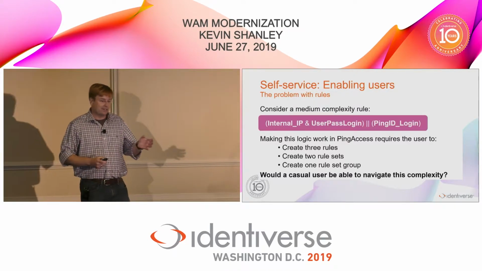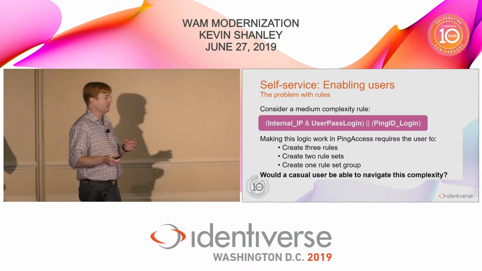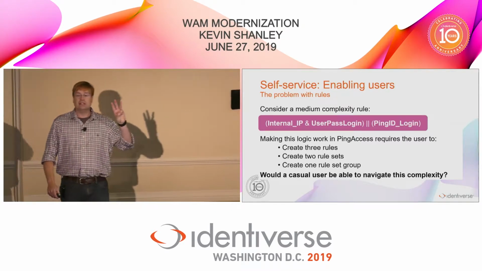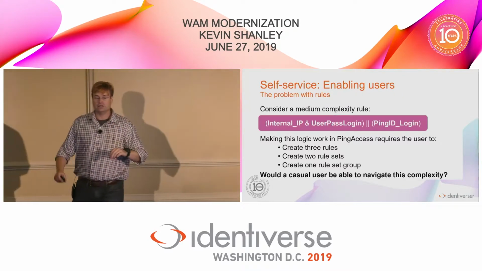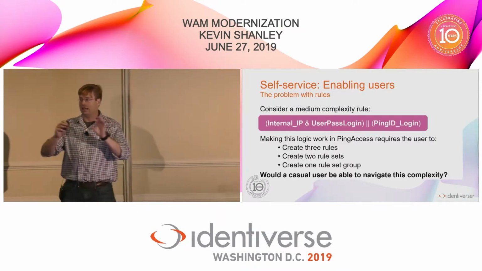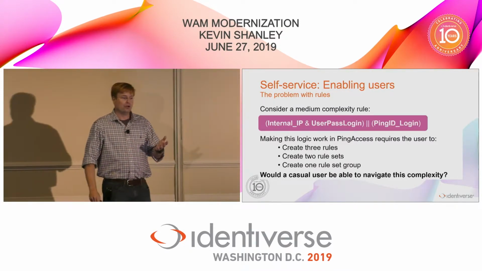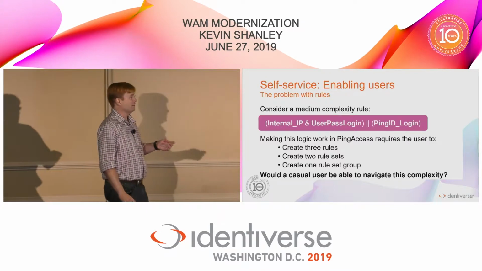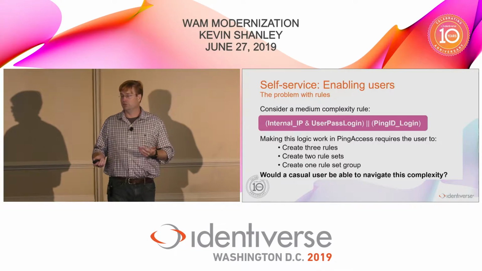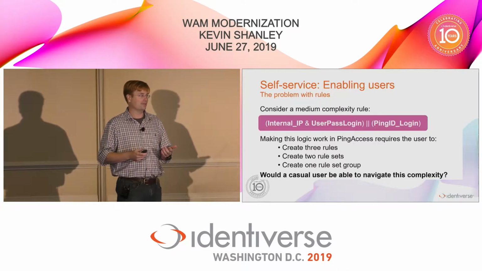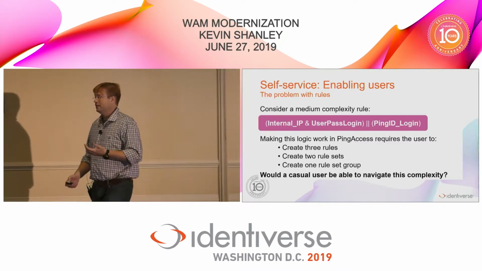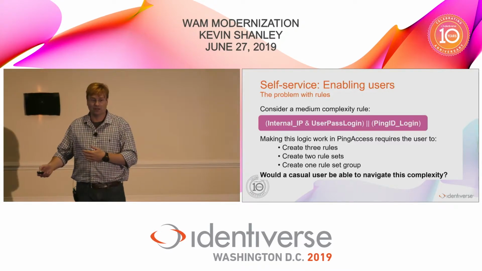Well, if we want to create a rule like this in the PingAccess world, guess what? You need to create 3 rules. Then you need to create 2 rule sets. You need to assign those 3 rules into those 2 different rule sets. Then you need to create a rule set group to do the and/or logic correctly. So we need to create these 6 different objects just to make a simple rule. Who here knows what the difference between a rule set and a rule set group is? We have one. And you cannot expose casual users to any of this complexity.